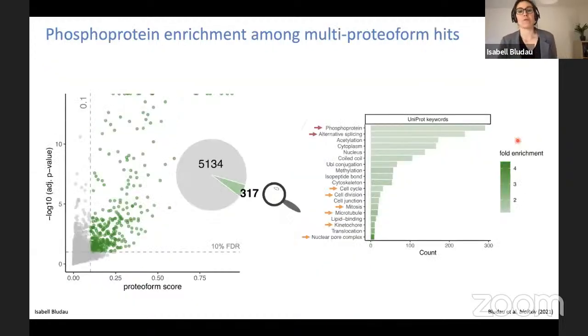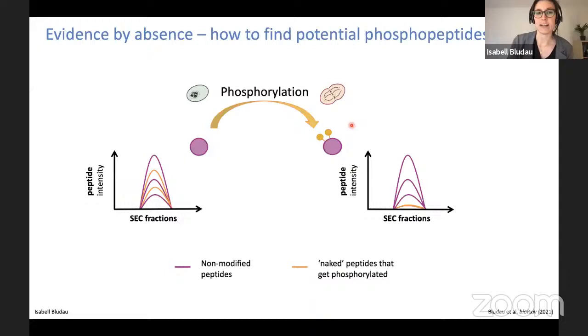So one thing that I would also like to get back to is something that was already asked in the questions, but that already came up in our analysis here, is that phosphoproteins came up as a main term that was enriched in our proteins that we call to have multiple proteoforms. And the idea here, or our question, was whether we can detect these phosphopeptides in our data. And our idea was that we could use evidence by absence.